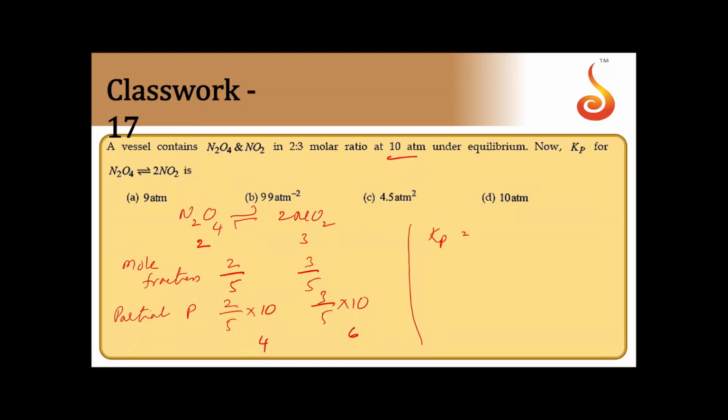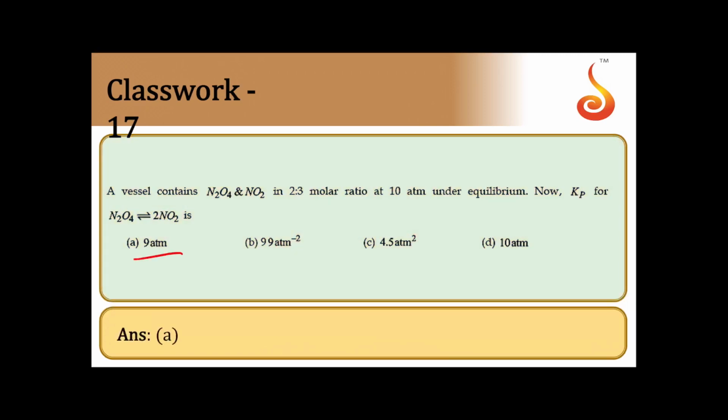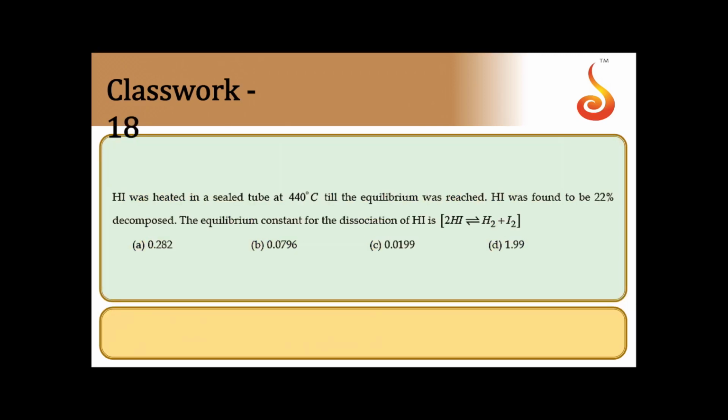Now the value of Kp is equal to partial pressure of NO2 square, that is 6 square, 36, by partial pressure of N2O4, which is equal to 4. So therefore the answer is 9. Partial pressure of NO2 square, 6 square 36, divided by partial pressure of N2O4 which is 4. So therefore the answer is 9. Option A.